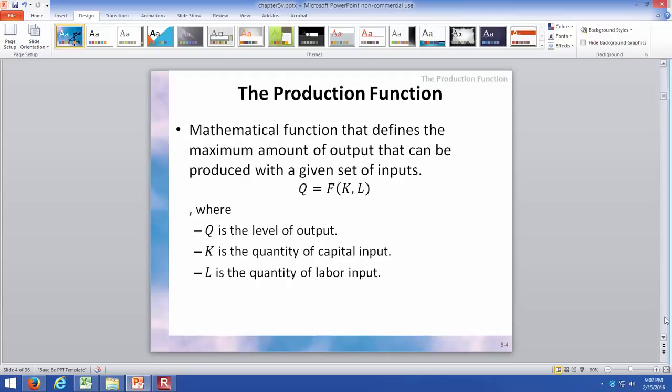So let's look at a production function. So what is a production function? That is a mathematical function that defines the maximum amount of output that can be produced with a given set of inputs. So here Q is the level of output, and what we are saying is that it depends upon two things. It depends upon the quantity of capital input, and it depends upon the quantity of labor input. So the main two inputs are capital and labor.